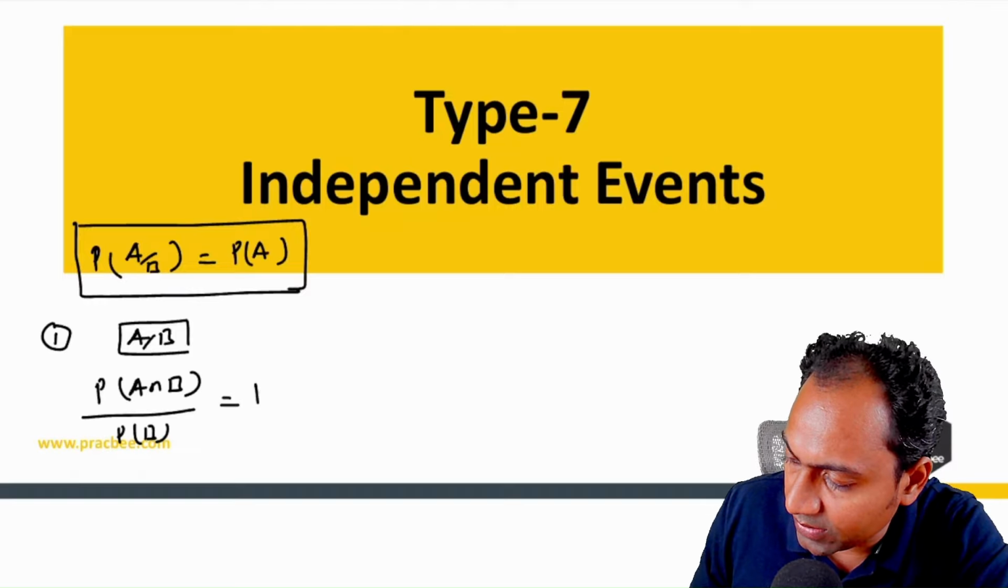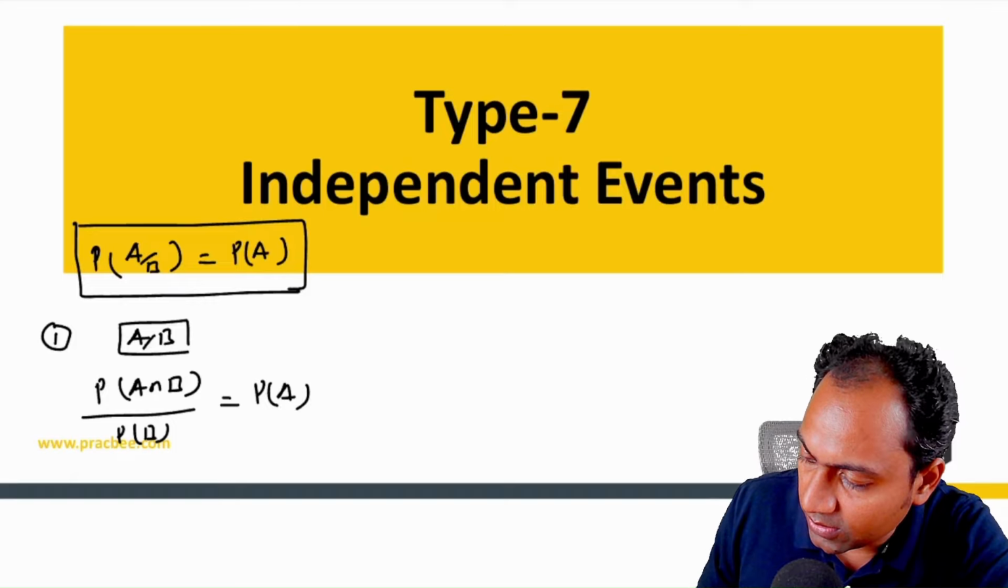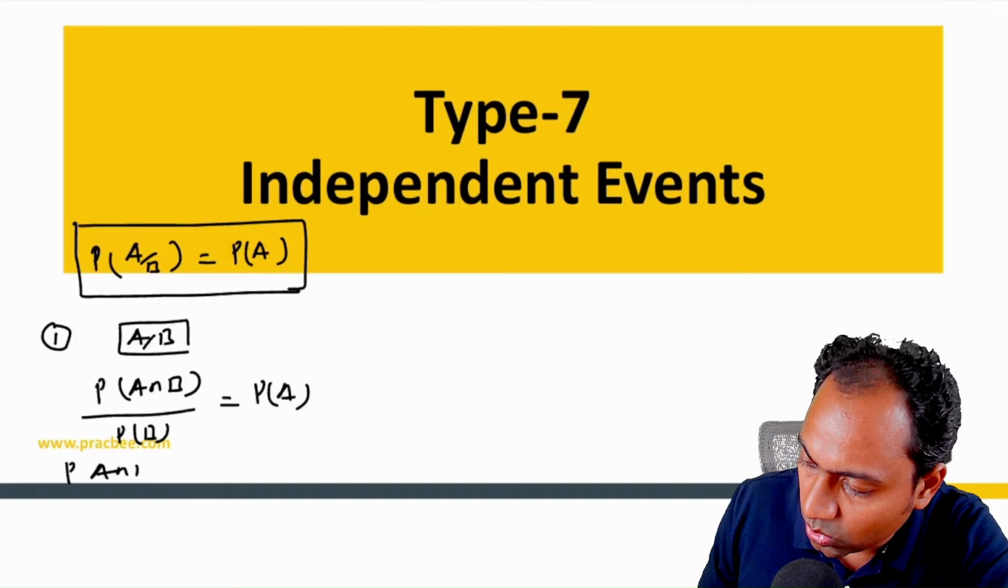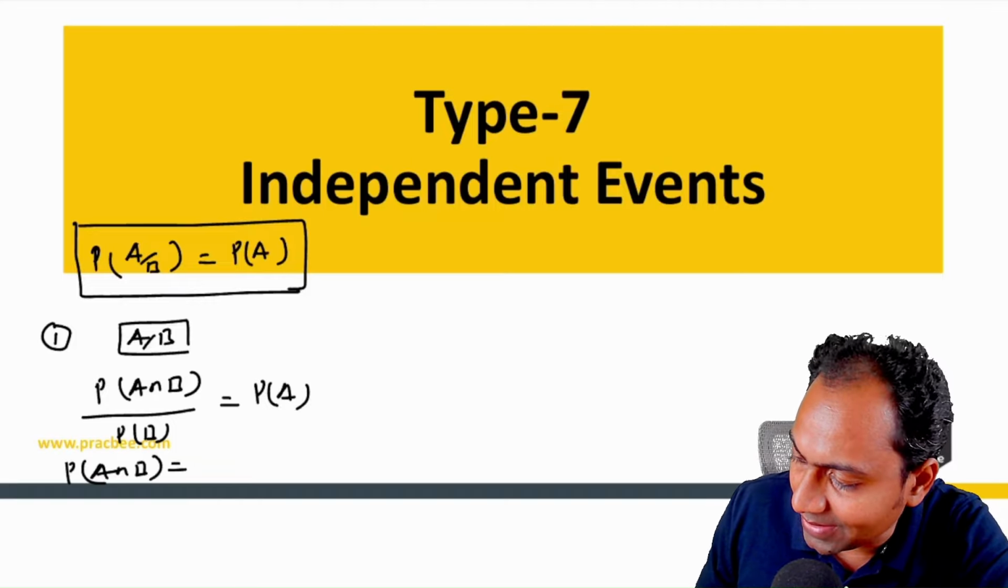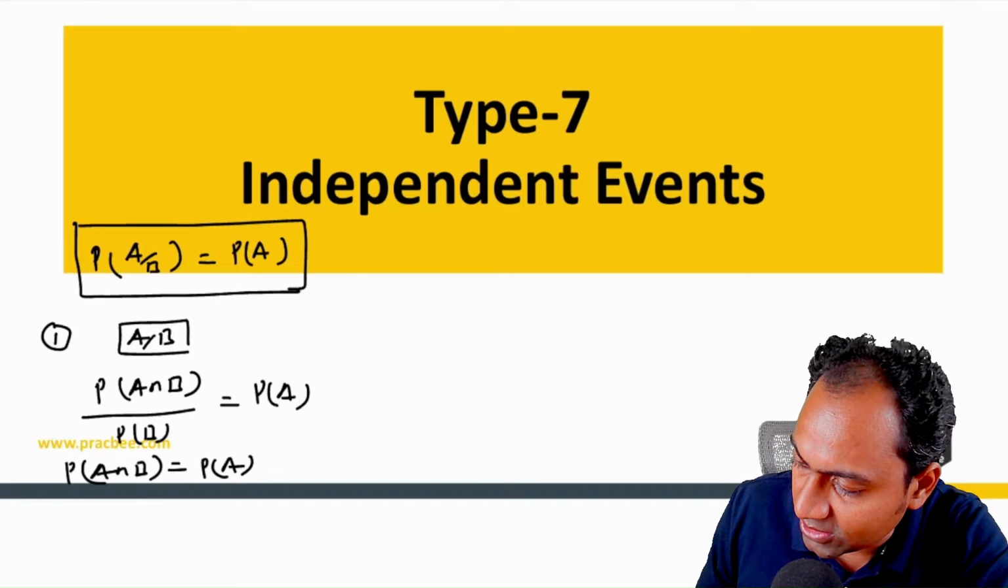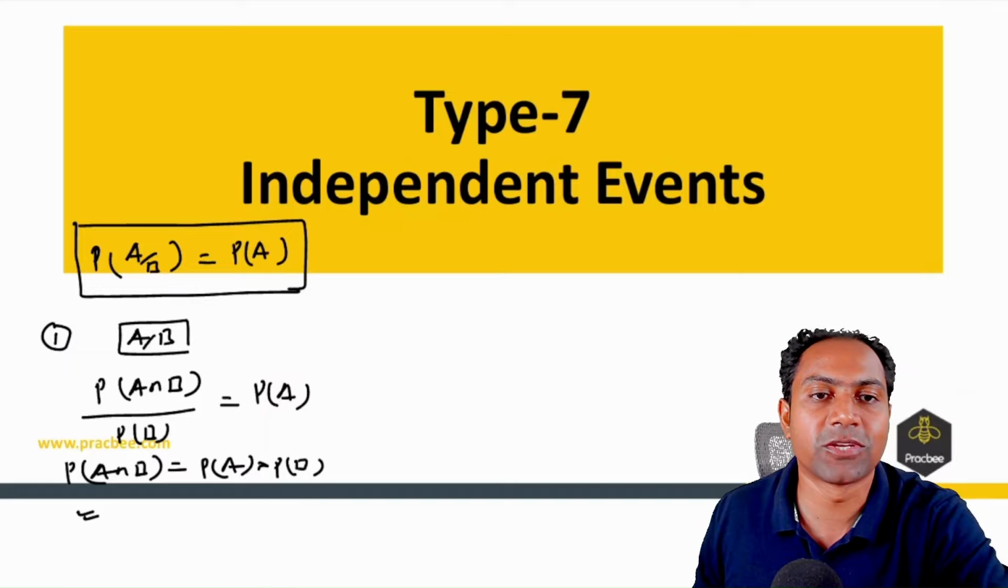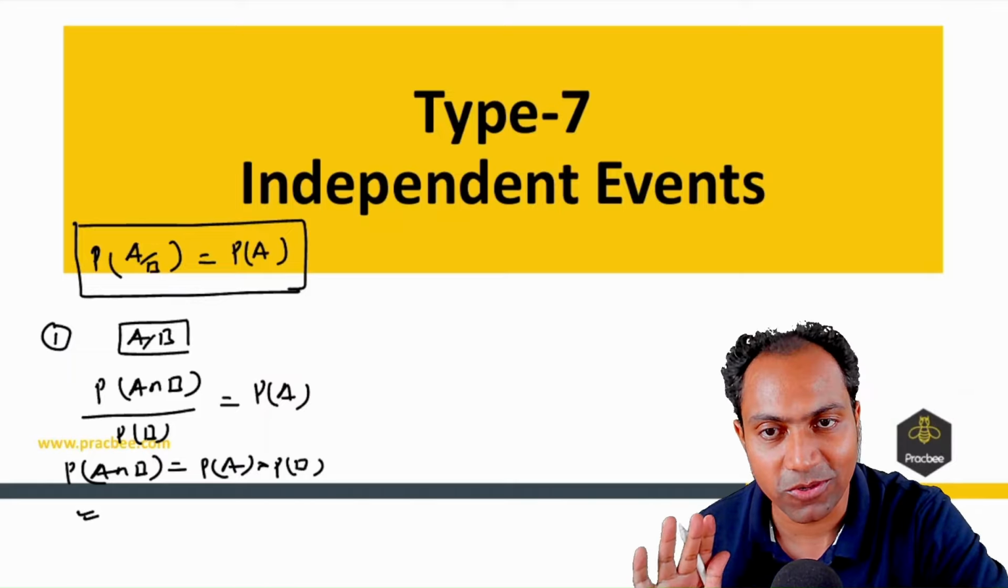And now we have said that it is equal to P of A. So the condition of two events being independent is nothing but P of A intersection B is nothing but P of A into P of B. So just by checking this condition, you can tell whether two events are independent or not.